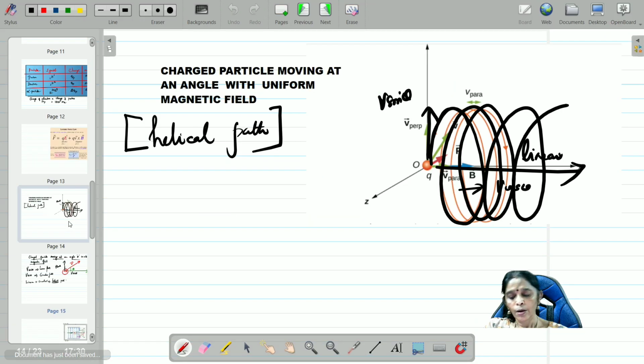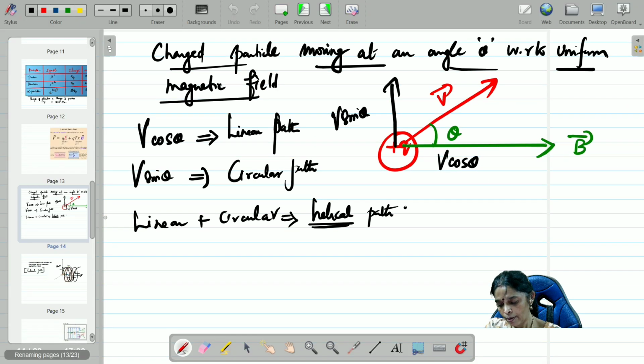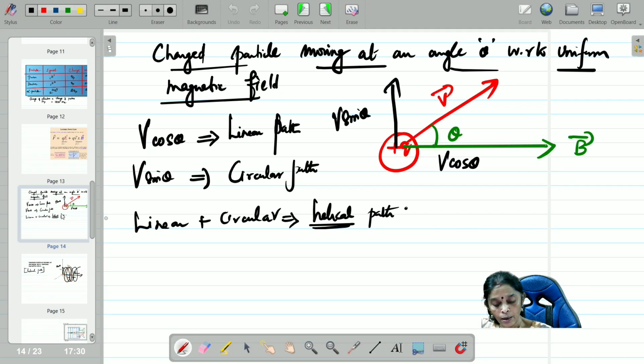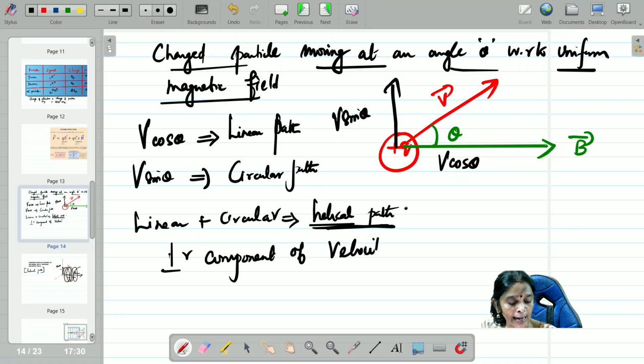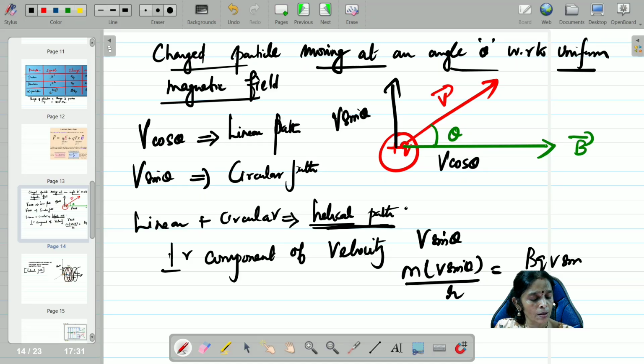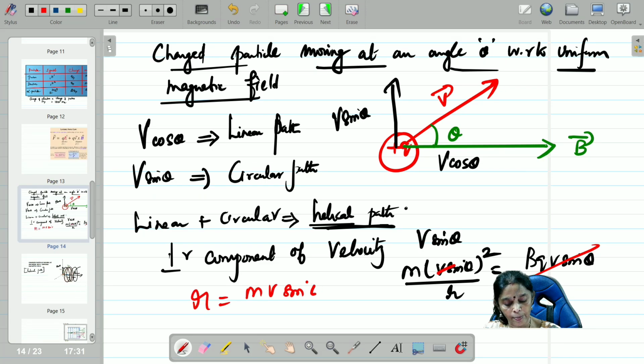So this is the helical path. Now I am going to take it as linear plus circular, which is a helical path. Here, the centripetal force for the perpendicular component of velocity, the v sin theta component, I can write as mv squared by r, that is m into v sin theta the whole squared divided by r. Same thing, children, equals B q v sin theta. One v sin theta gets cancelled. Therefore r will be equal to m v sin theta divided by B q.